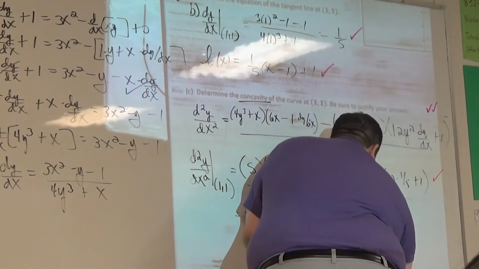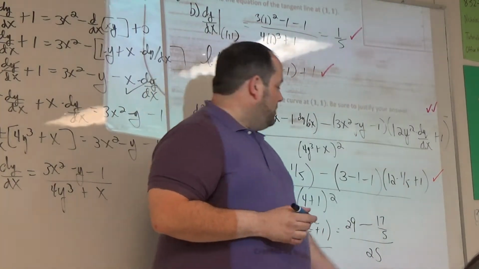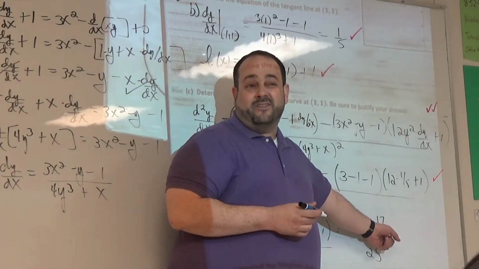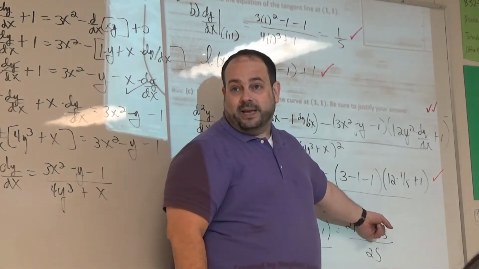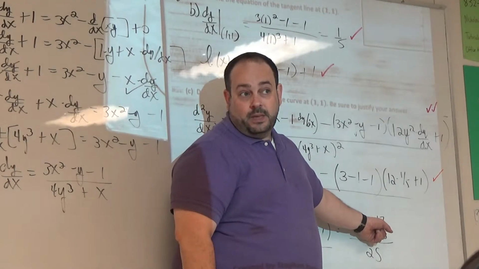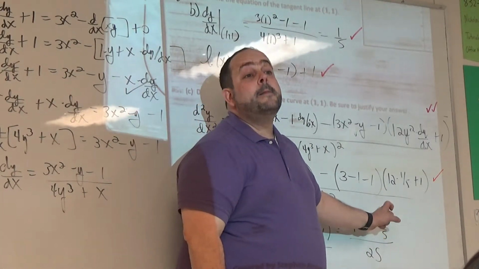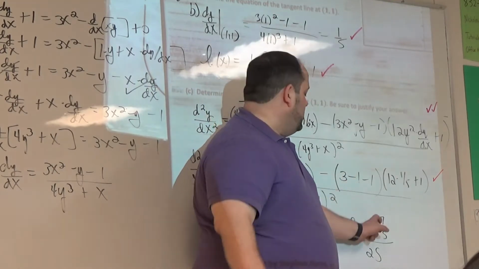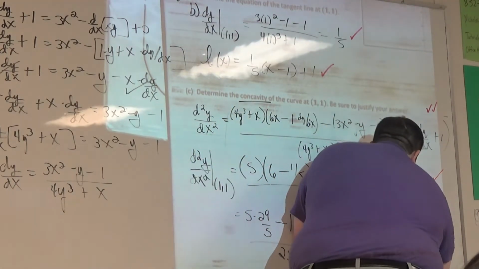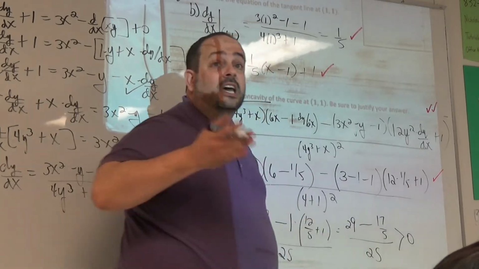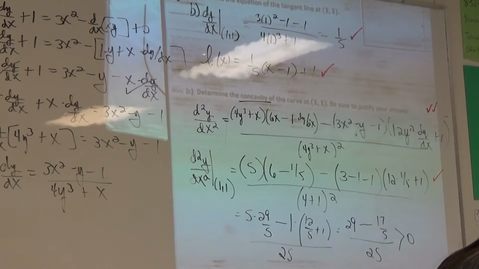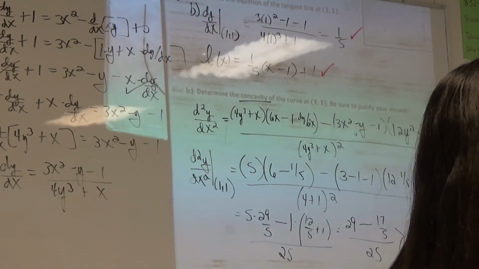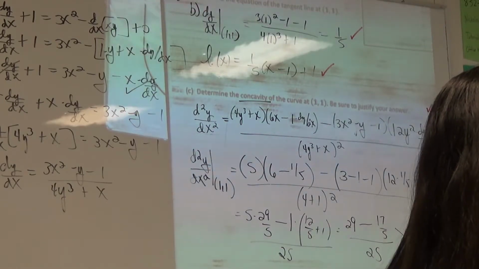Okay, what I heard Ron Beer just say is that's a small positive number. Compared to 29, like 17 over 5 is, what, 3 and a little bit? 29 minus 3 and a little bit? 20 something. All I really care about? 25. Positive over 25? Positive. The conclusion? The only conclusion is the graph is concave up.